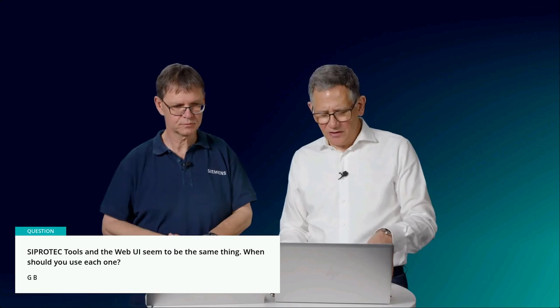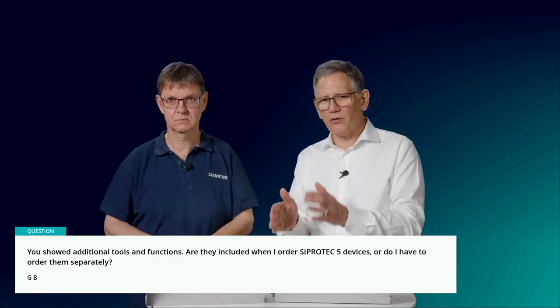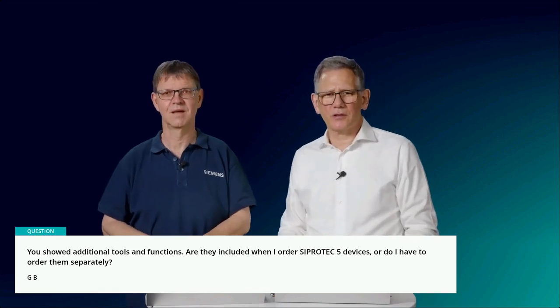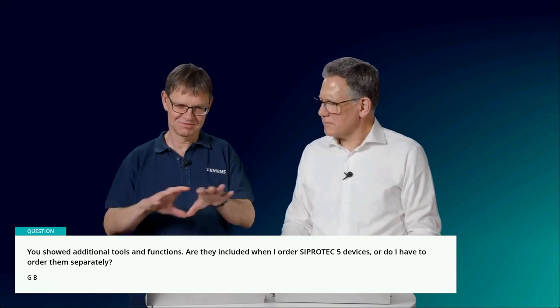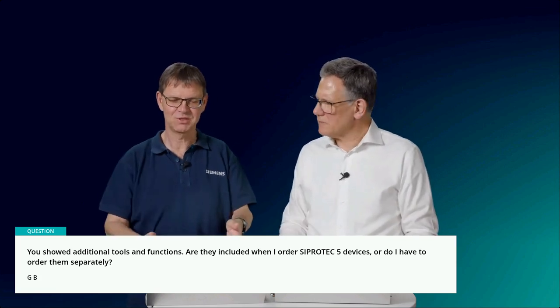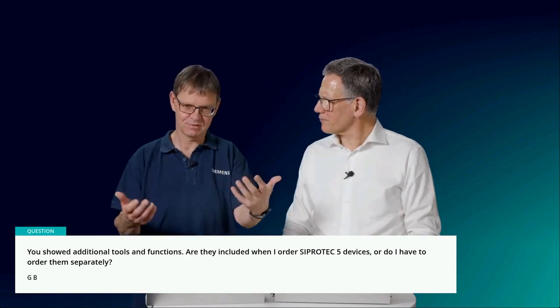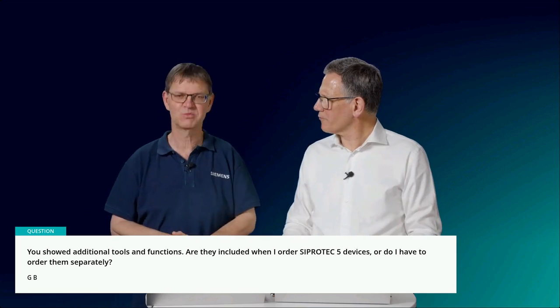Okay, but on a related note, Klaus, we also got the following question. You showed additional tools and functions. Are they included when I order the SIPROTEC 5 device, or do I have to order them separately? So one tool is included. This is the Web UI, because the browser you have on your PC and this Web UI interface, or the surface, what you see on your PC comes from the relay.